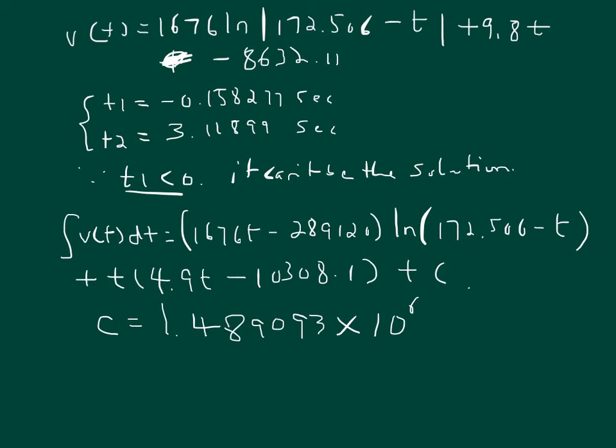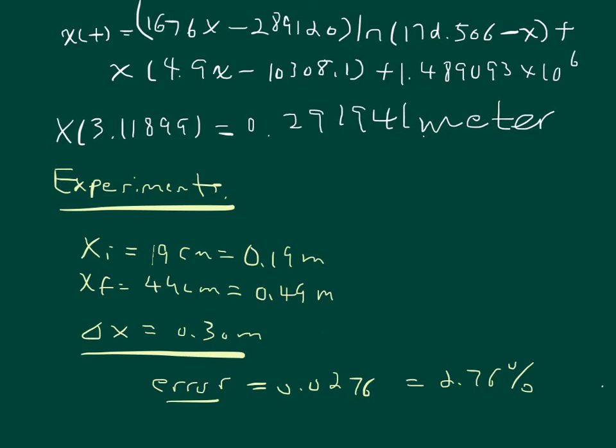However, we're looking for the displacement, and we only have a function of velocity. So what we need to do is take the integral of the velocity function again. As you can see, I plug it into Wolfram Alpha and find the value of c. And now we have a function x of t, the displacement function. If you can still remember, this is the value of t when the car stops. We plug that back into the displacement function, and we get the displacement when the car stops.